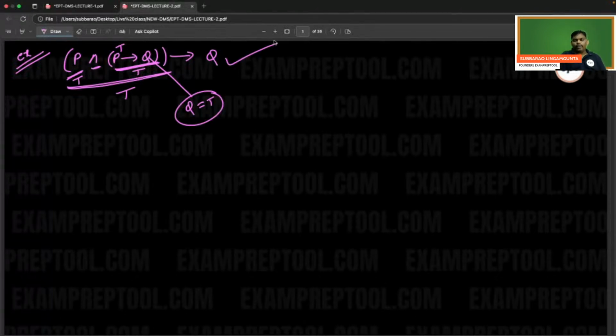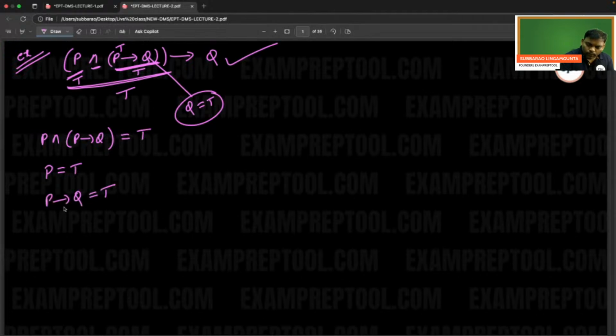If you want, you can verify. It is a valid statement. I assume left true. If you want, I can elaborate also. P and P implies Q: assume it is true. If you assume this, P is going to be true and P implies Q is also true. Because P is true, true implies Q, overall should be true. It should be true.